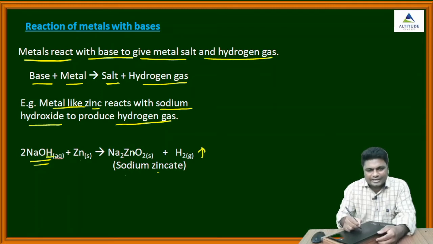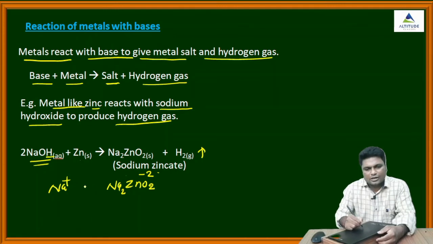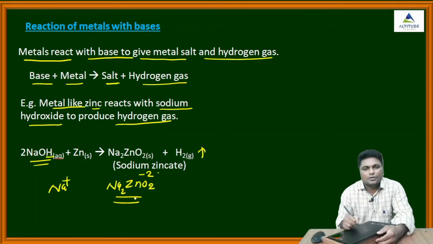Sodium zincate. So here, what is a zincate? Zincate means ZnO2 2-. This is sodium zincate. Okay, this is a zincate. So with sodium, we get Na2, because the oxidation state of Na is +1, so you have to take 2Na. So this is sodium zincate. Clear?